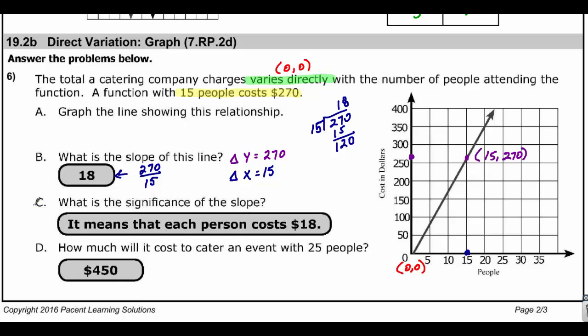And since it varies directly, it means you add another person, it costs another $18. You add another person, it costs $18. Add 2 more people, it costs 18 times 2, $36. How much would it cost to cater an event with this company with 25 people? It would be the number of people times $18, because every person costs $18, and that would be $450. All right.